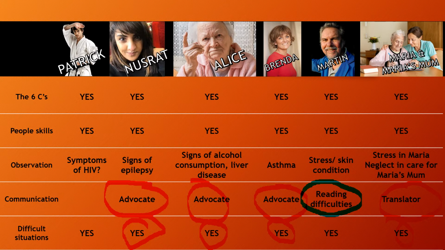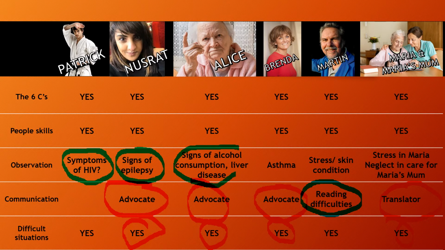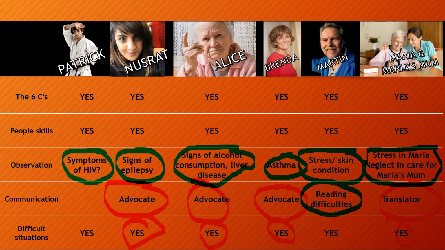In terms of what you could observe with each character, so with Patrick, you could maybe think about the symptoms of HIV. With Nusrat, it's signs of epilepsy. With Alice, it's the alcohol consumption, liver disease symptoms. With Brenda, maybe it's to do with her asthma, stress. With Martin, it's stress and skin conditions. You can maybe even stretch in that you could be depressed by a situation, so you can maybe keep an eye out for depression. With Maria, you might be looking for signs of stress, that she's not coping. With Maria's mum, you might be looking for signs of possible neglect, that her mum isn't being cared for.